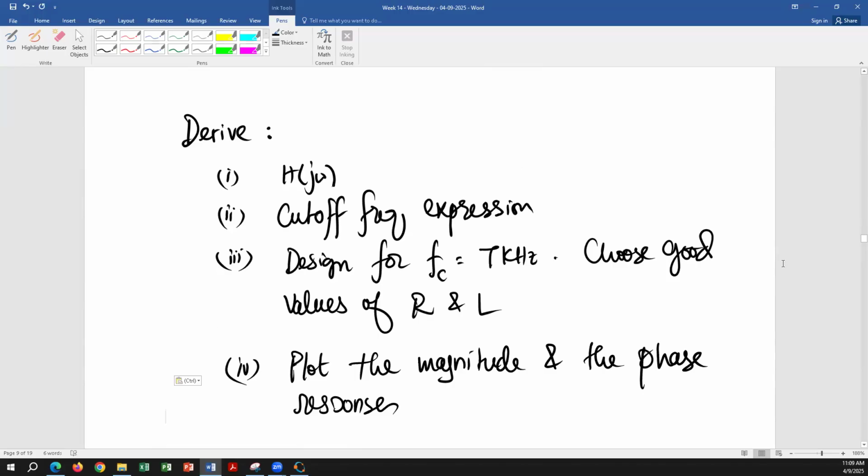Derive the transfer function, derive the expression for the cutoff frequency, design for the cutoff frequency equals 7 kilohertz, choose good values of R and L, and plot the magnitude and phase responses.